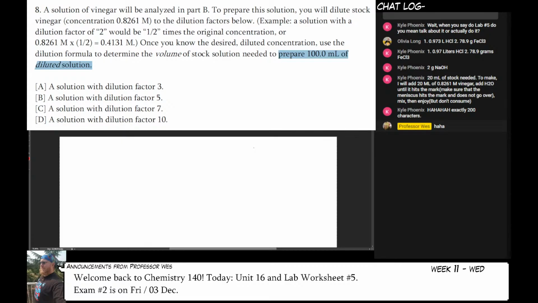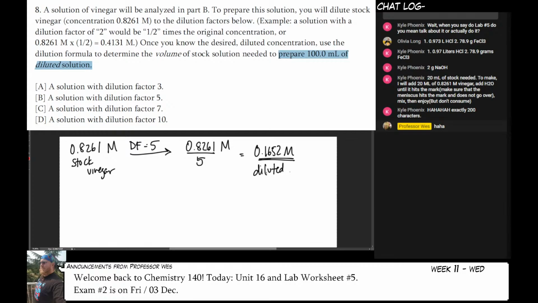Since I hit clear, I can scroll all the way to the top. All right, so we still have our 0.8261 molar stock vinegar. And so we're going to dilution factor 5 this. I don't know what number that is, so we'll just punch that in the calculator. 0.1652. And so this is our diluted vinegar.